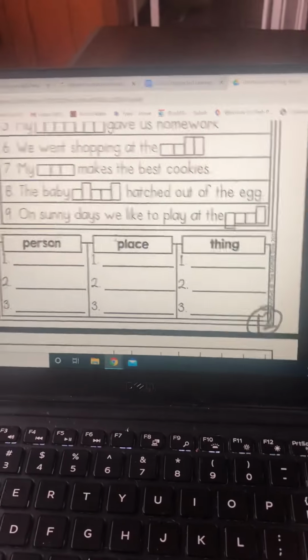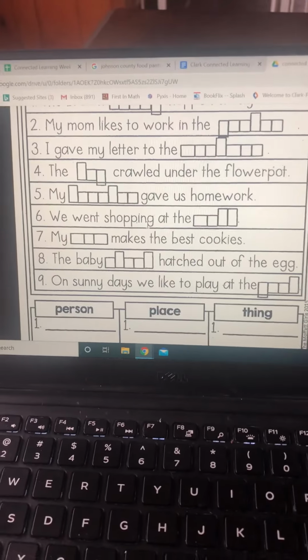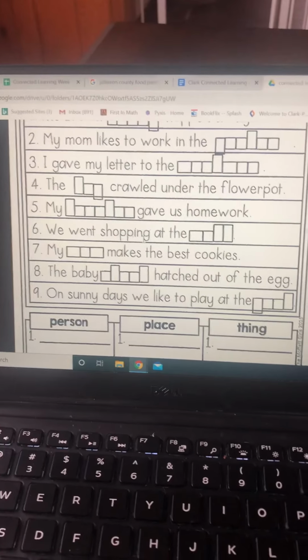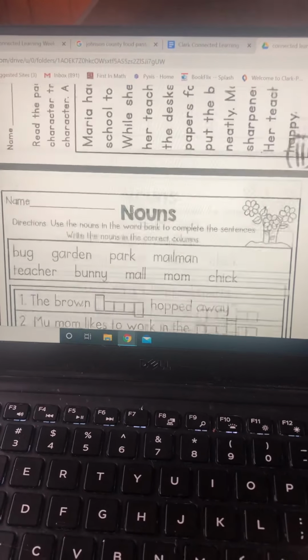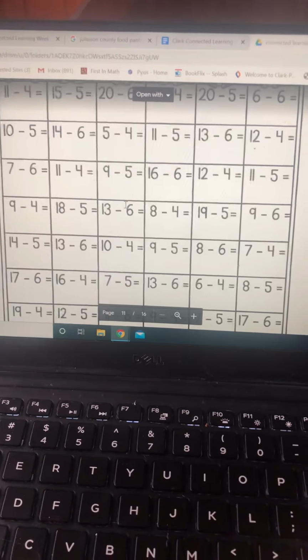So that is the work that we have for day 4 of Connected Learning. If you have any questions, please contact me. If your students have a modified packet and you need directions, please contact me.